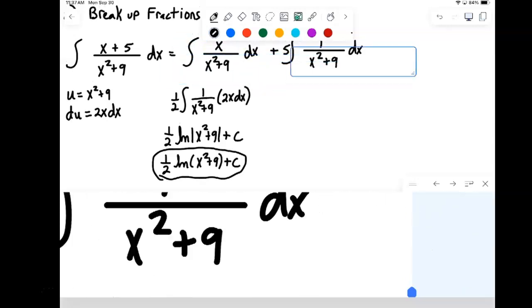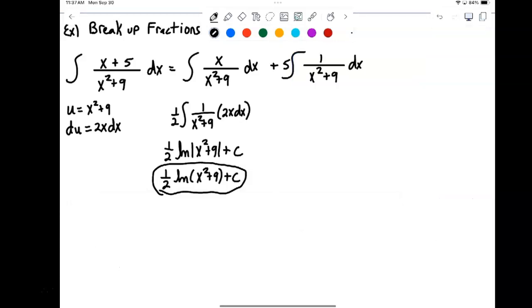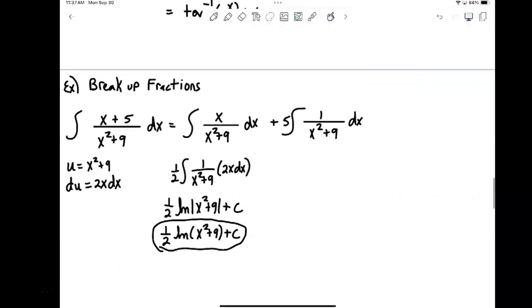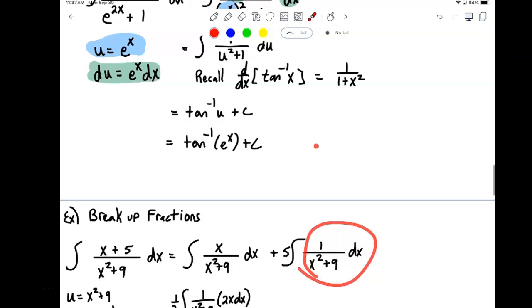Now, for the second half, right now our only option is to try and manipulate this thing so that it fits the format of an integral that we're used to. Okay, it fits the format of an integral that we know the derivative of. And in this case, because it is something squared plus a number, that is really close to the derivative of the inverse tangent.